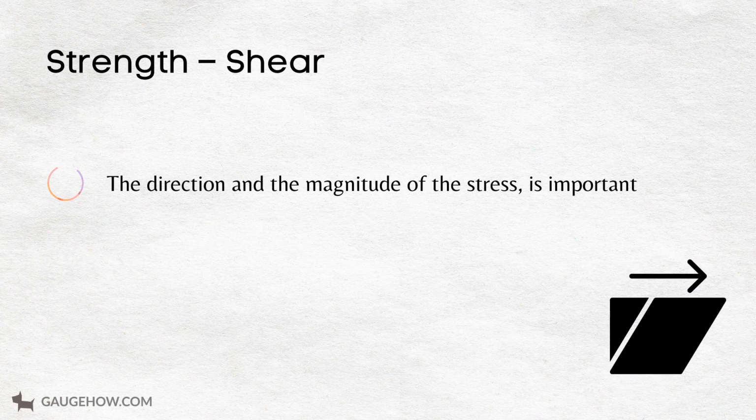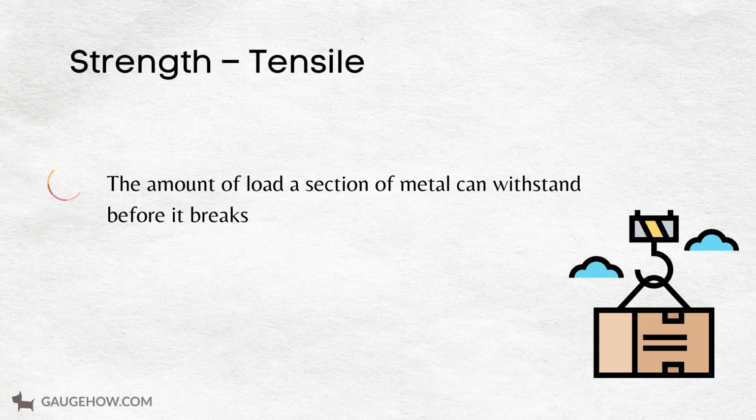Strength, shear. Shear strength is a consideration in applications like bolts or beams, where the direction as well as the magnitude of their stress is important. Strength, tensile. One of the most common metal property measures is tensile or ultimate strength. Tensile strength refers to the amount of load a section of metal can withstand before it breaks.